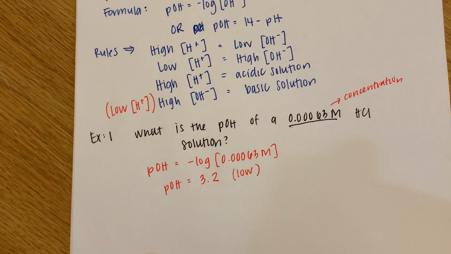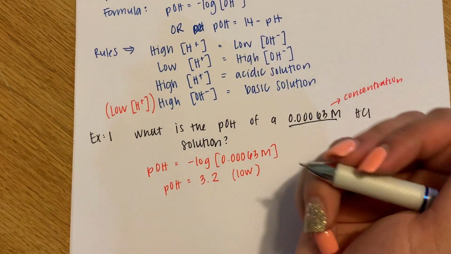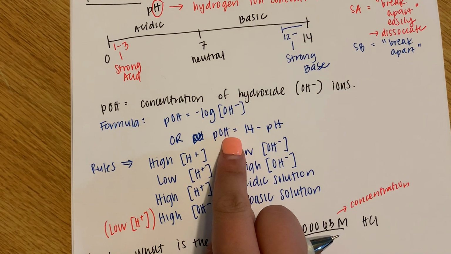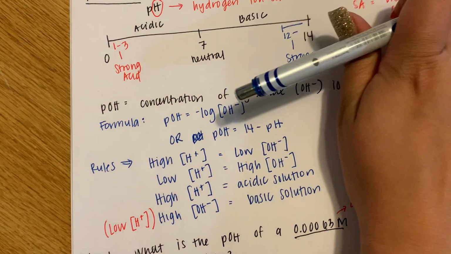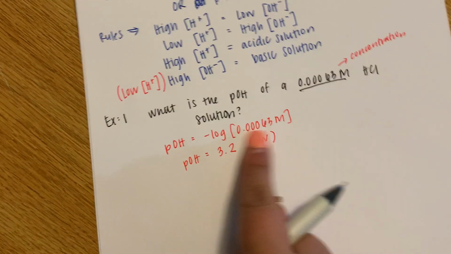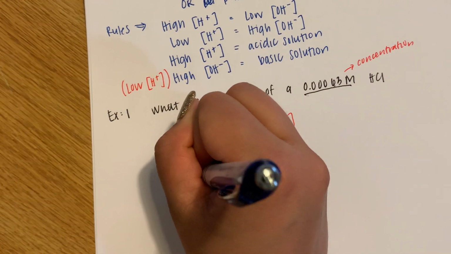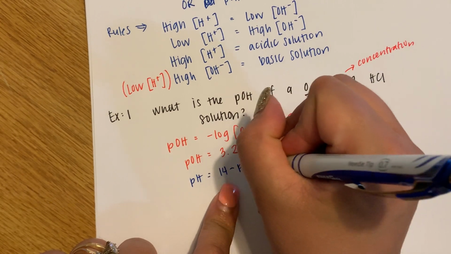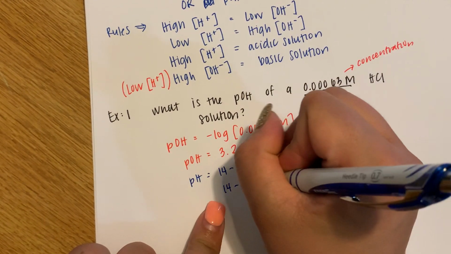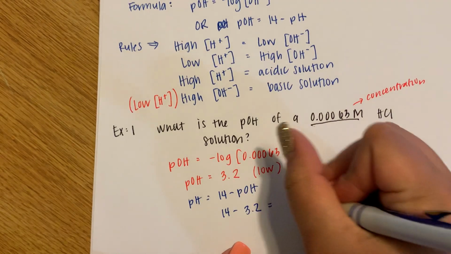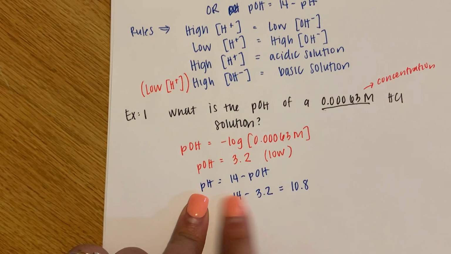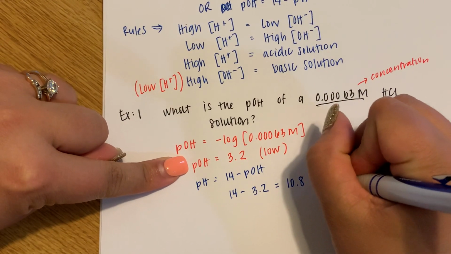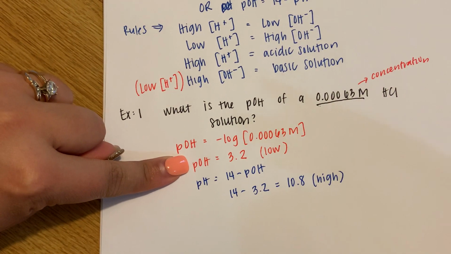That would mean that if I were to try to find the pH from this, I could just use this other formula here, right? The other formula that we have is pOH equals 14 minus pH. So say that I wanted to calculate the pH with this information, then I would just do pH equals 14 minus the pOH, which would be 14 minus 3.2, which is what? 10.8. So the pH is high, but notice that the pOH is low, right? So this is actually a basic solution.